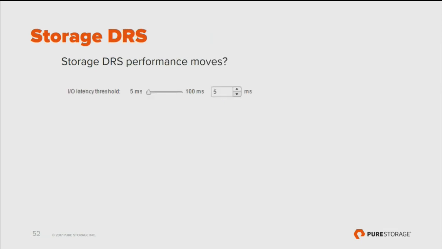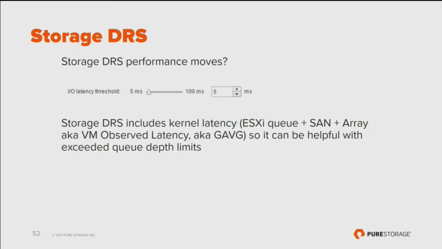Storage DRS, instead of throttling a VM or two, will move VMs around. Right? If it hits a certain threshold over a large portion of the day, it will move VMs from one data store to another. Right? And the minimum for this is also 5 milliseconds. But storage DRS looks at a different value than storage I/O control does.